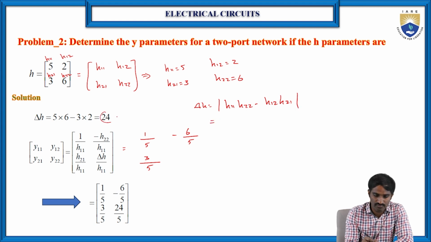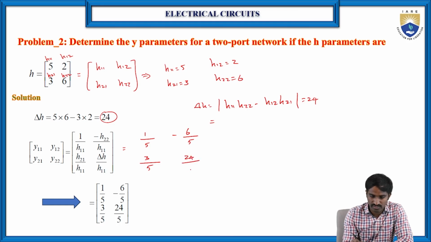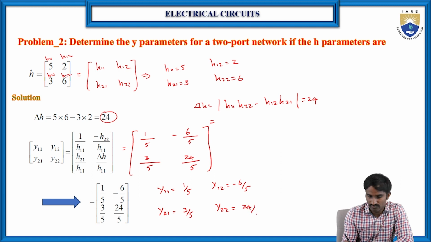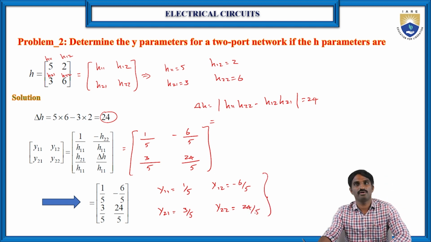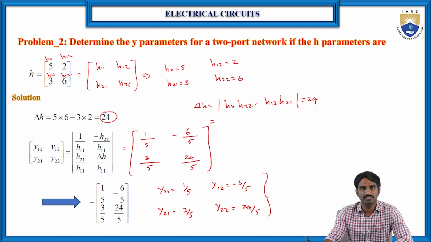Then if we can substitute, you will get the delta h value as 24. So substitute here 24 by h11, which is 5. So now y11 is equal to 1 by 5, y12 is equal to minus 6 by 5, y21 is equal to 3 by 5, and y22 is equal to 24 by 5. So this is the way we can find the y parameters from the h parameters, right?